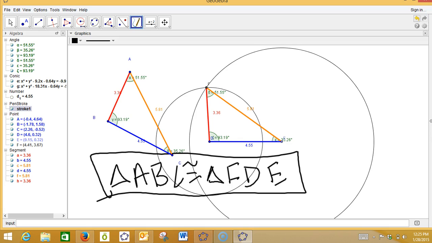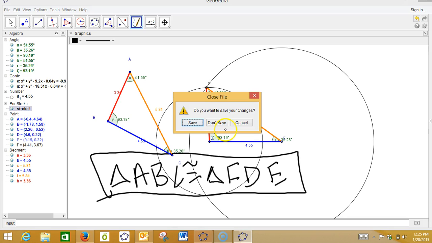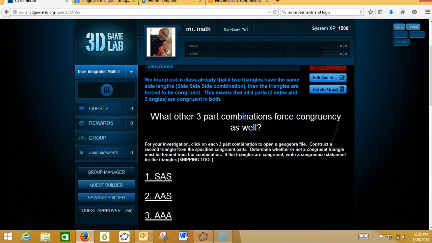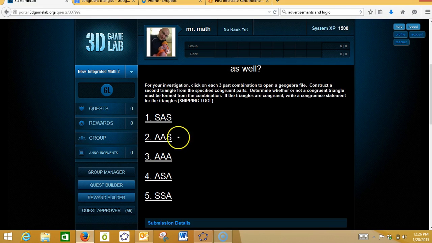Okay, so let's do one more example. So in your quest, you don't have to do the side, side, side one. I did that in class. So you have 5 more combinations of our 3 parts here. So you have 5 of these to do on your own.